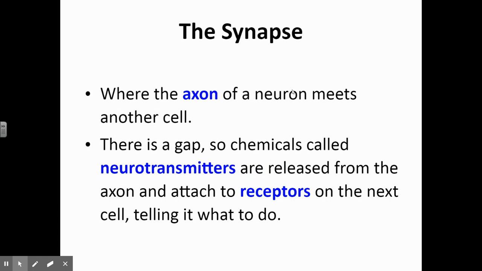The place where two neurons meet is called the synapse. So where the axon of a neuron meets another cell, typically the axon is meeting a dendrite of another neuron, or it's ending at a muscle or organ. There's a gap that is between those two cells. So we have to use chemicals called neurotransmitters to send information to the next cell. So they will do that by being released from the end of the axon, and they'll attach to receptors on the next cell, and that will tell that cell what to do, usually to send another signal.